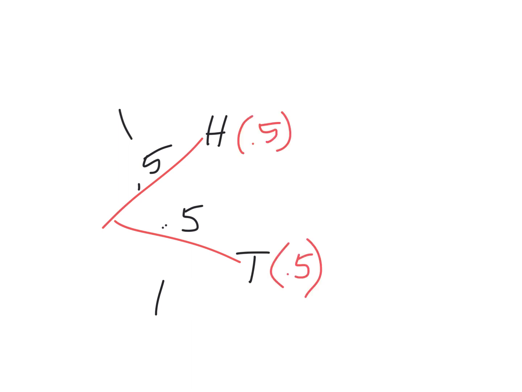All right, the sample space is all the things that could happen. Heads and tails. Those are the only things that could happen in this so far. That's called the sample space. It's what could happen. So it's just like a list of all of the outcomes.